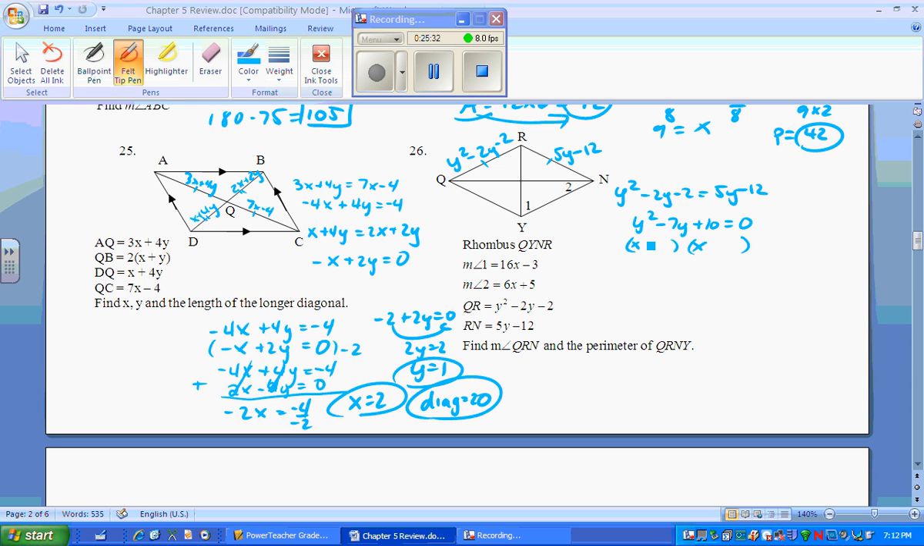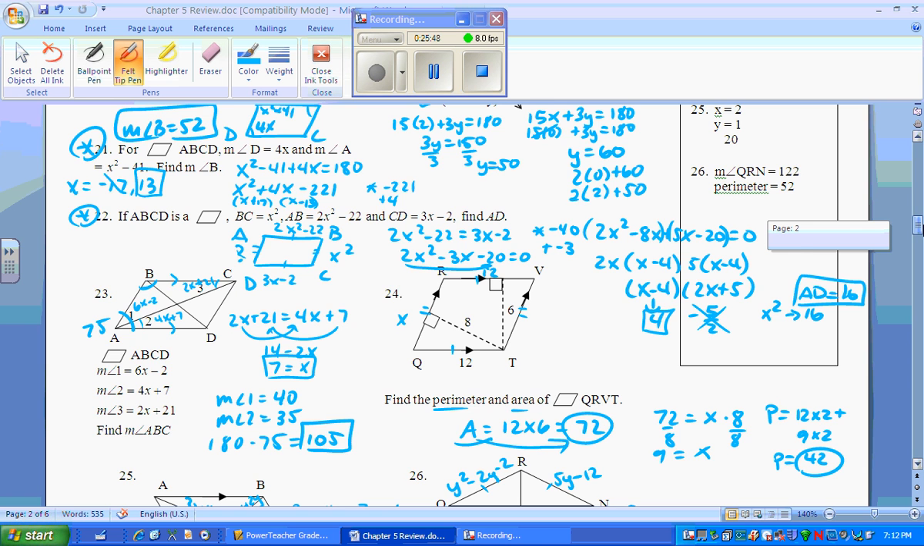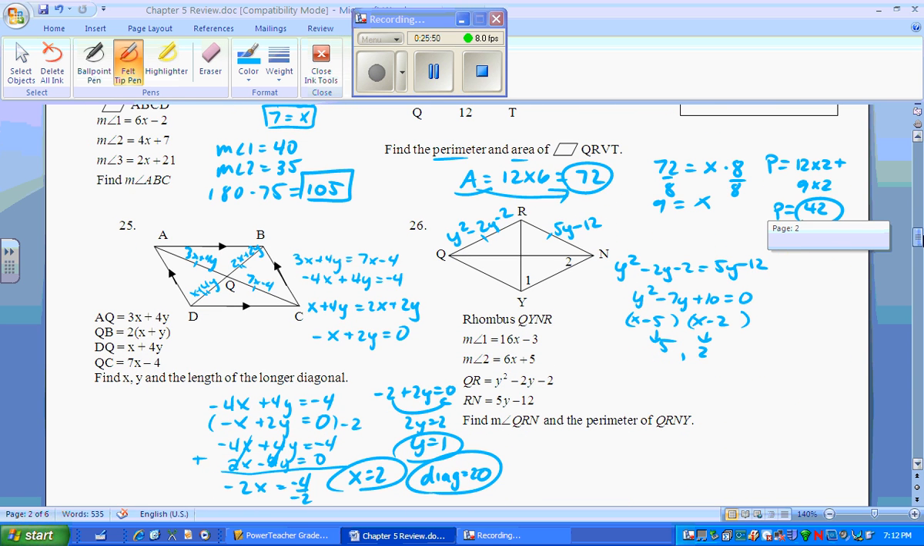Factor, leading coefficient of 1. We get negative 5 and negative 2, so the answers are 5 and 2. Check to see if they both work. When you actually plug in 2 here, you get 10 minus 12, so this is negative 2, so negative 2 doesn't work. So 5 is the only value that works.